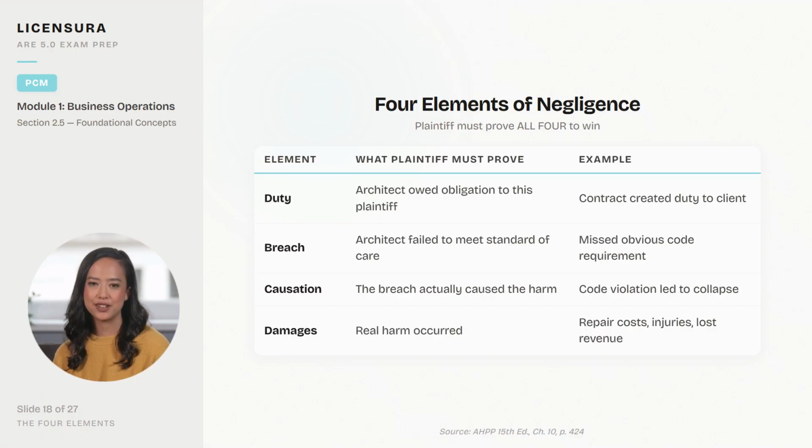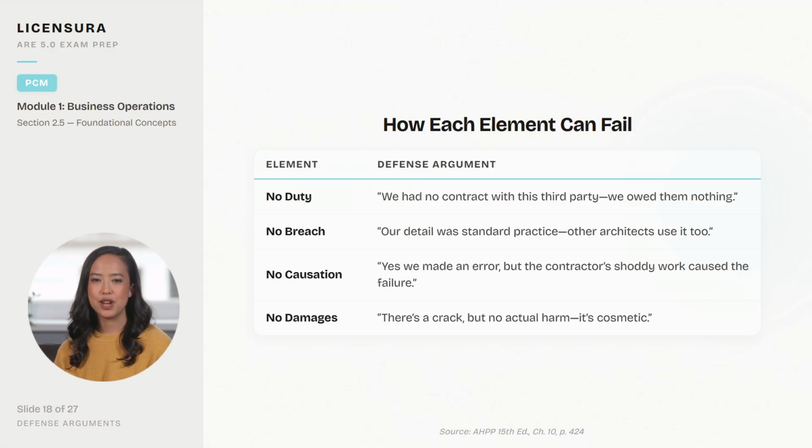Now here's the useful part. Each element is also a potential defense strategy. No duty? We had no contract with this third party. We owed them nothing. No breach? Our detail was standard practice. Other architects use it routinely. No causation? Yes, we made an error in the documents, but the contractor's work is what actually caused the failure. No damages? There's a hairline crack, but it's purely cosmetic. No real harm occurred.